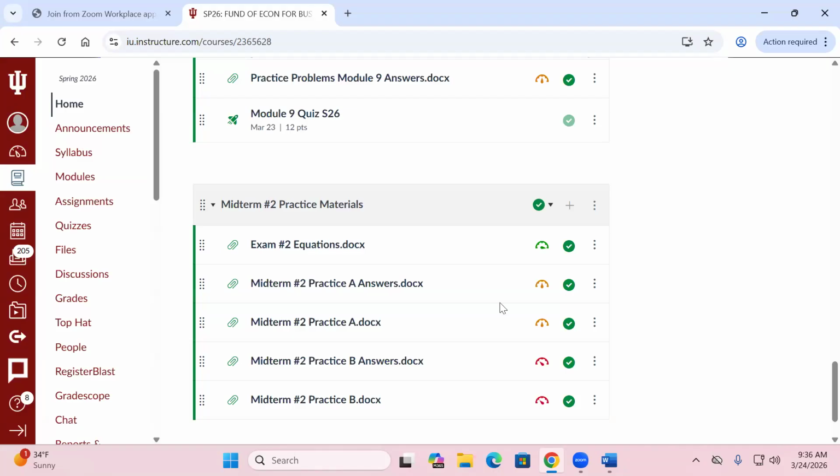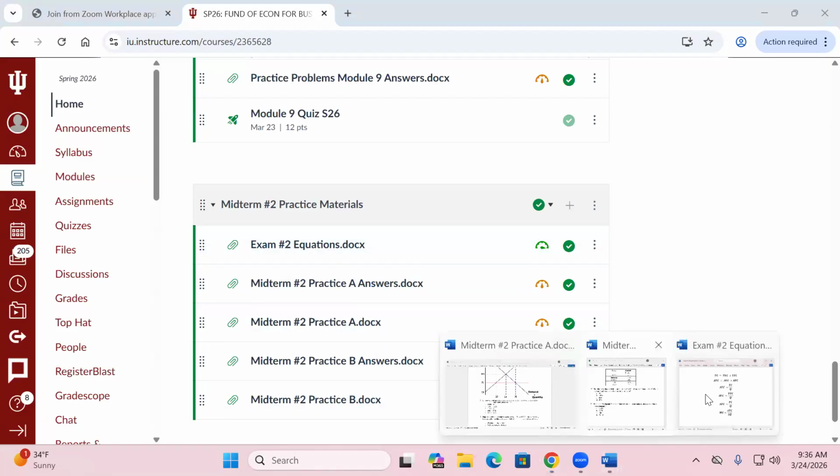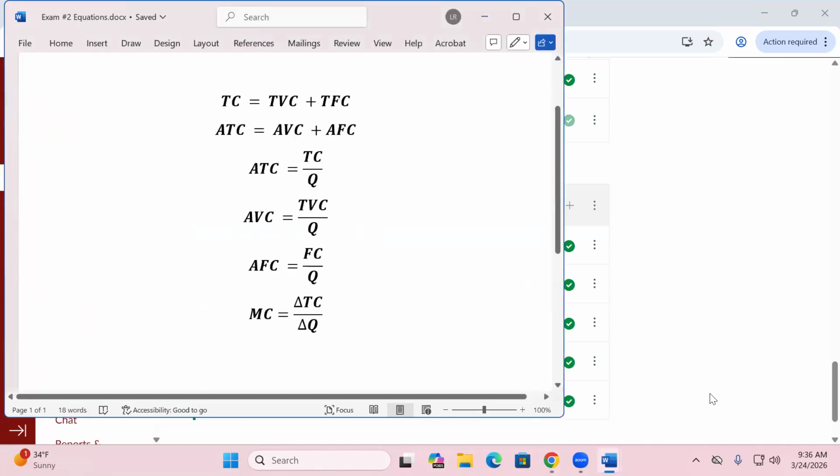The equation sheet that's up here, I'm going to have this in the exam, right? So you'll have these equations in front of you. I mean, there's nothing crazy. I probably could expect you to have these memorized, but you will have this equation sheet that you see on Canvas in the actual exam itself.